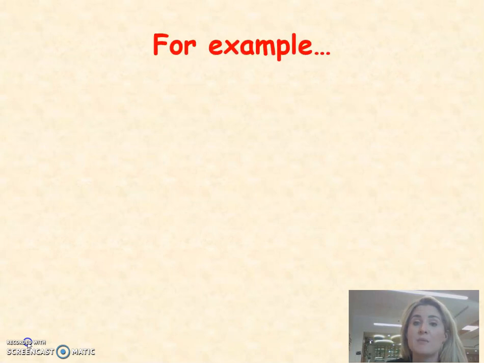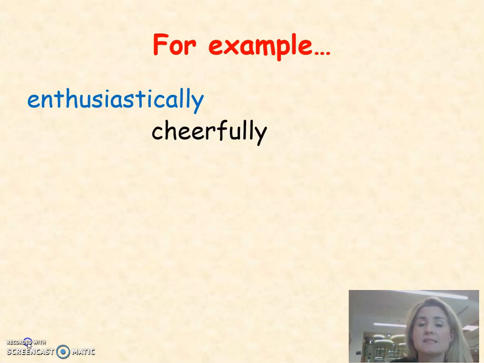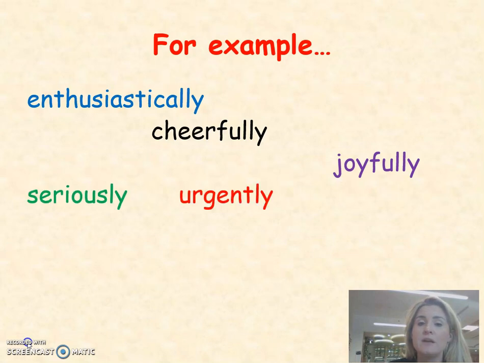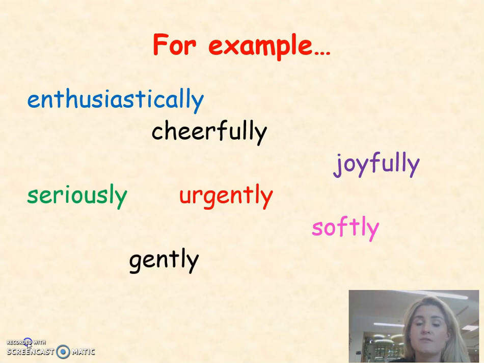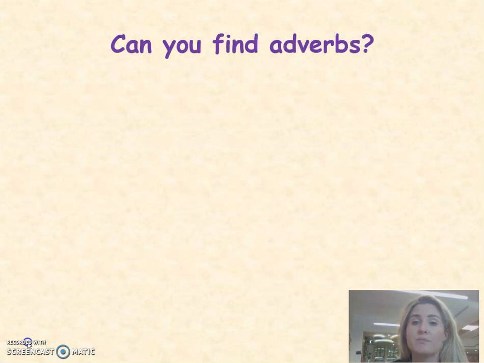Okay, some examples of some adverbs. Enthusiastically, that's a really good one to use. Cheerfully, joyfully, so all of these end in ly. Seriously, urgently, softly, gently, kindly, and endlessly. So all end in ly and can be used to describe a verb, so to describe how something is done.